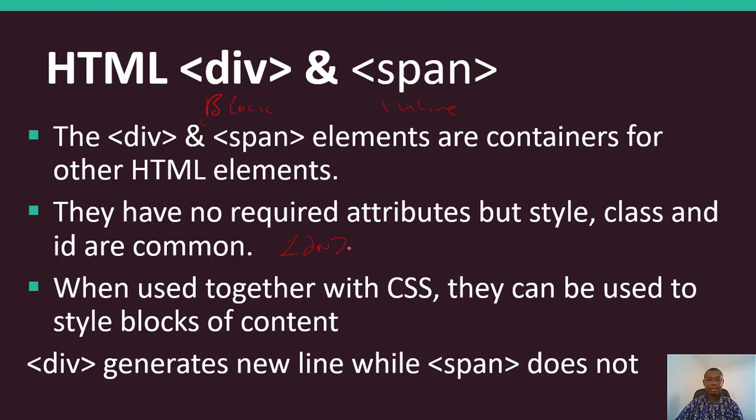Div like this. We also can have the span. We can have attributes within the div, such as the style attribute, then the class, then ID. When used together with CSS, they can be used to style blocks of elements. Just a block, the whole block of elements, you can actually style it.